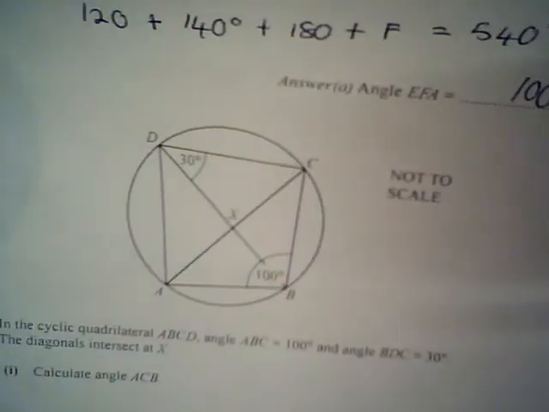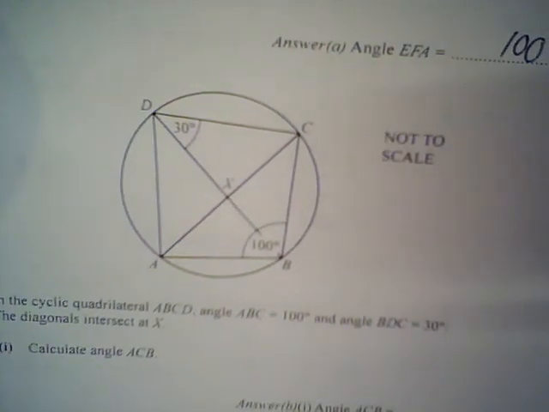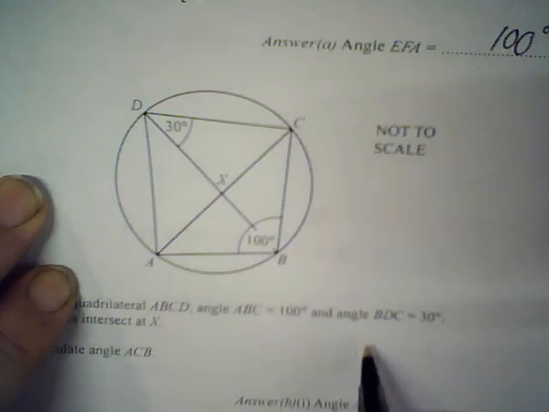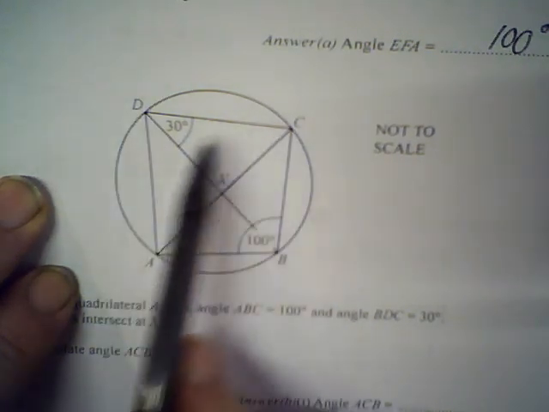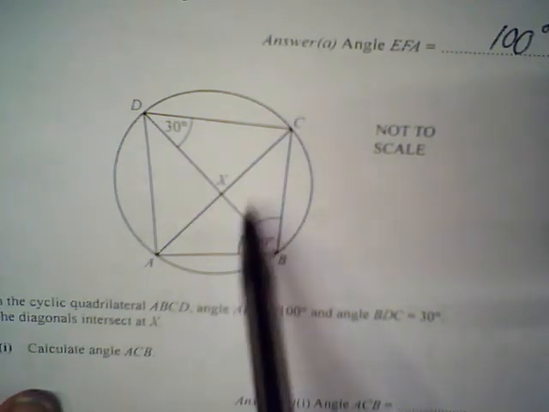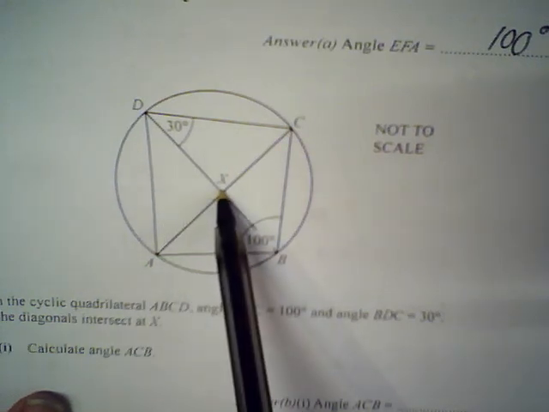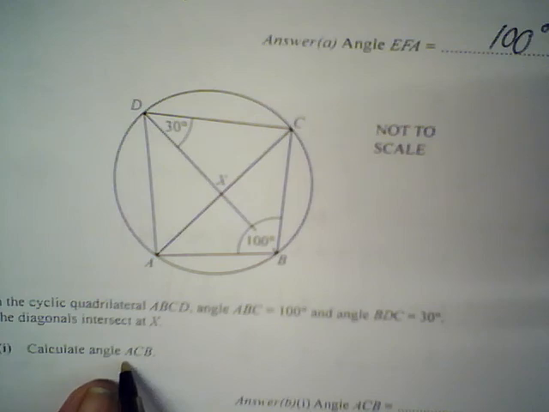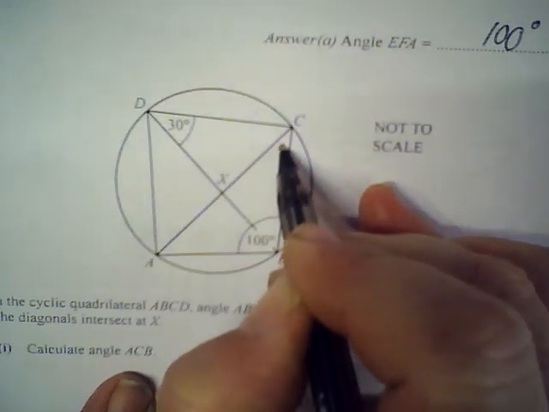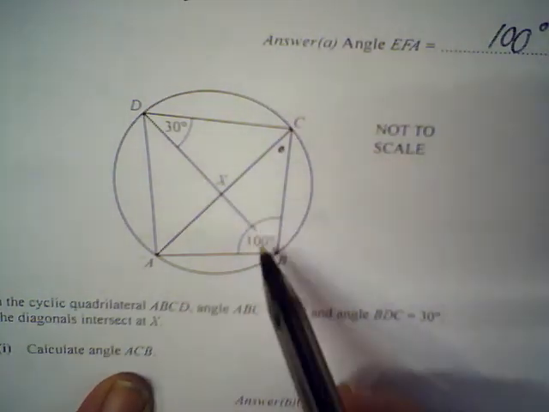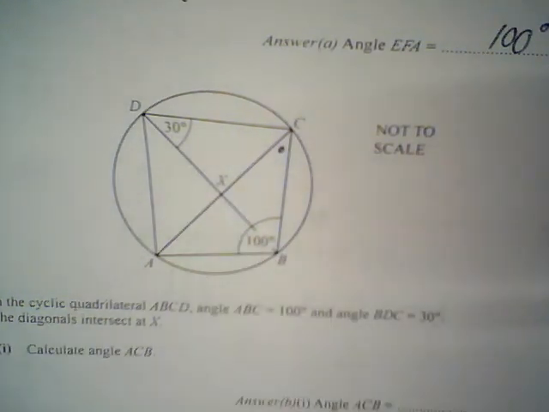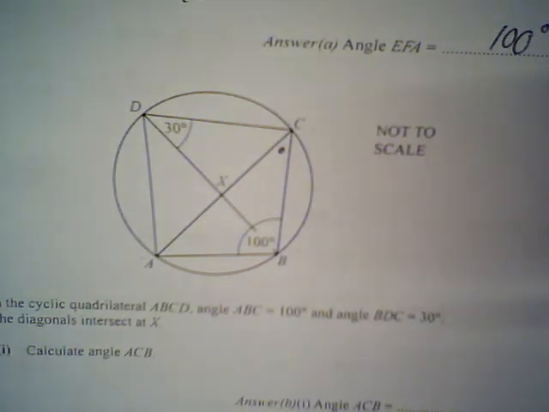Okay, good. So here for question B, we have a cyclic quadrilateral ABCD, and they give us some angles. ABC is 100 degrees, and BDC is 50 degrees, and the diagonals intersect at X, sorry. Calculate angle ACB. We want to find this angle. Okay. I know that the opposite angles of a cyclic quadrilateral will add up to 180 degrees. I also know that an angle subtended by the same arc would give me the same angle.